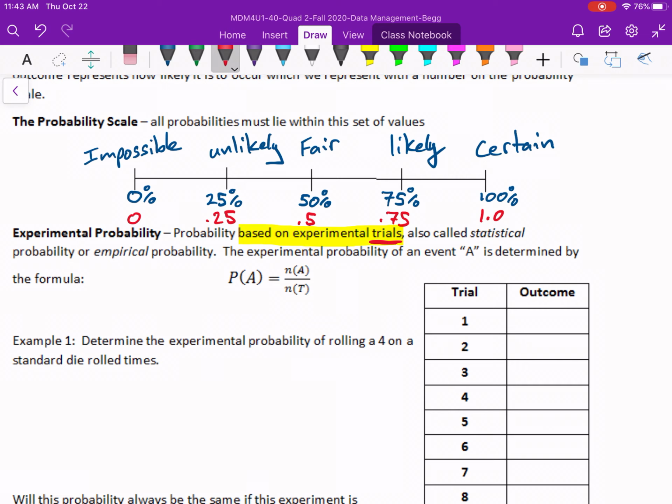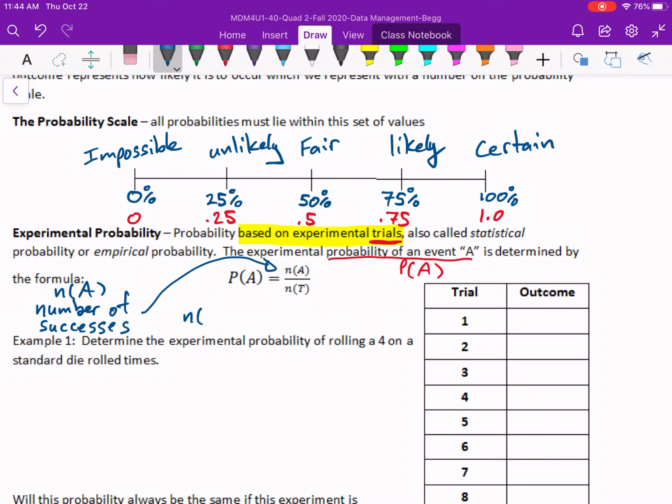Experimental probability of an event A is determined by the formula P(A) is equal to N(A) over N(T). So it's the probability of event A, that's P(A). N(A) is the number of successes, that's N(A). And N(T) is the number of trials.